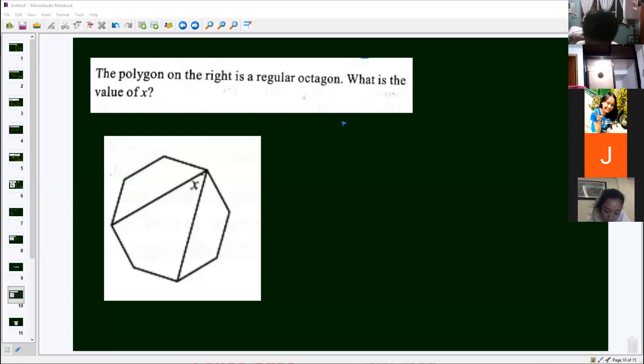Okay, let's answer. Siyempre, you cannot answer this, guys, if you don't know the measure of an interior angle. Yung mga yan, pare-pares kasi yan, di ba? Because it's a regular octagon. Alam ko nga si Quaresma, kabisado na yung mga yan.